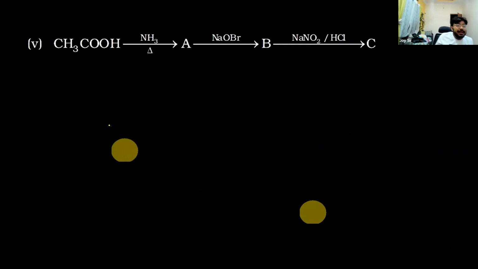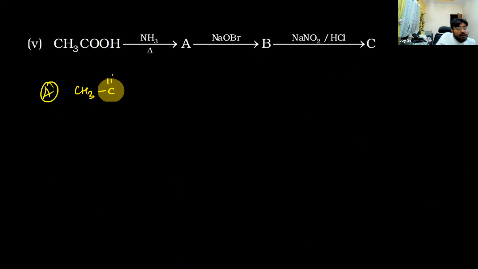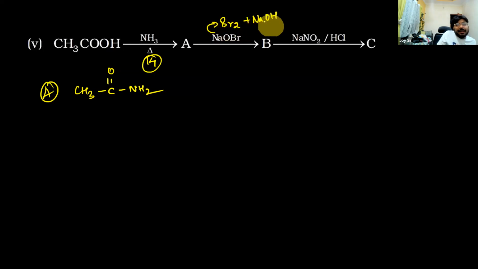Okay, carboxylic acid A, if I create A out of it, what will happen? CH3CONH2. This is our ethanamide. This is the 14th reaction. NaOBr is nothing but bromine in the presence of sodium hydroxide. This is our 15th reaction. So B is the 15th one.